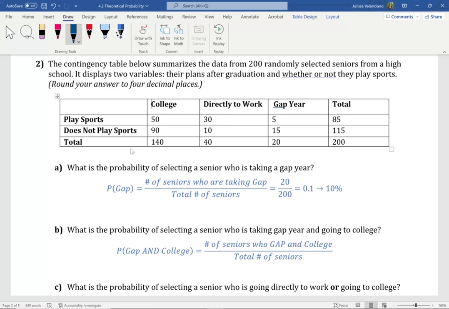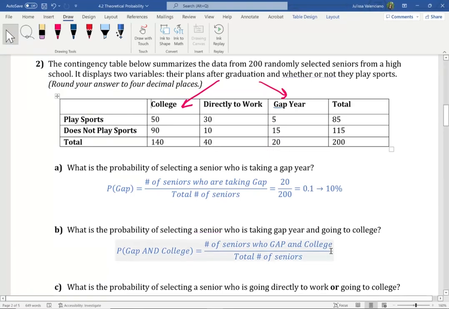Okay. Now some of you might be looking at the value 140 and the value 20, and you're saying, well, I have 140 students going to college and I have 20 students taking a gap year. But here, you're selecting one senior. Do you have one senior who's doing both, who's going to college and taking a gap year? That is the question here.